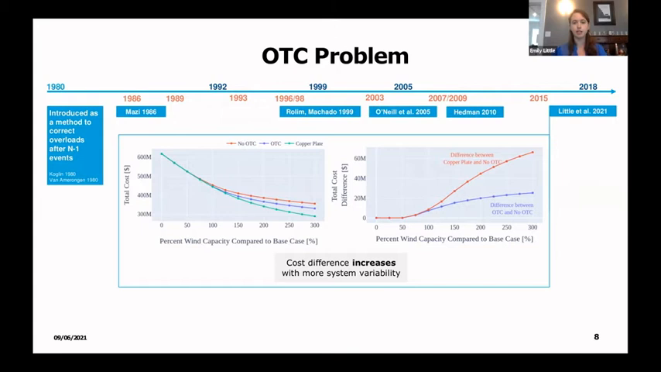And what's important is this total cost difference on the right plot. If you look at the blue curve, we have the difference between the OTS and no OTS case. And this is the sum of the costs over a full year. And we can see that the difference really significantly increases as we add wind into the system. So this grid flexibility is going to become more and more valuable as our systems become more variable.